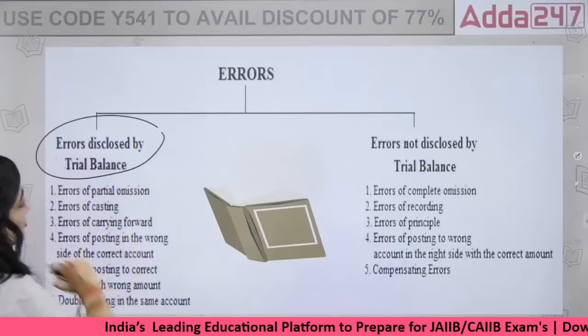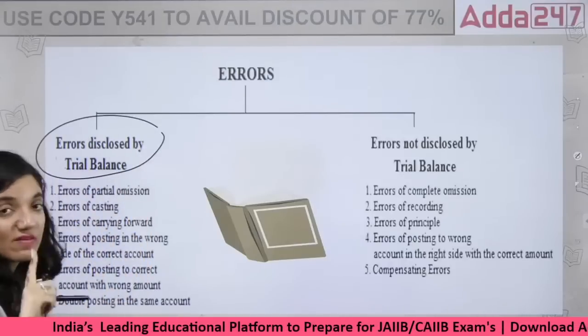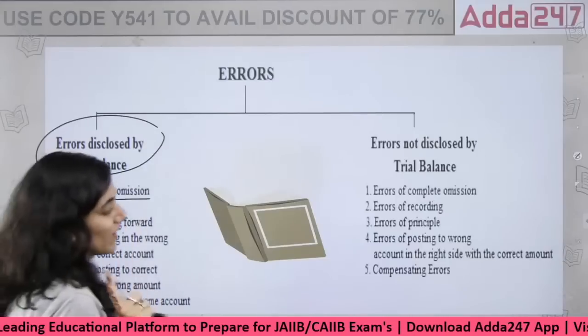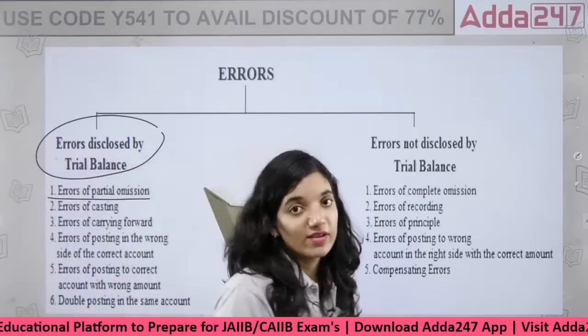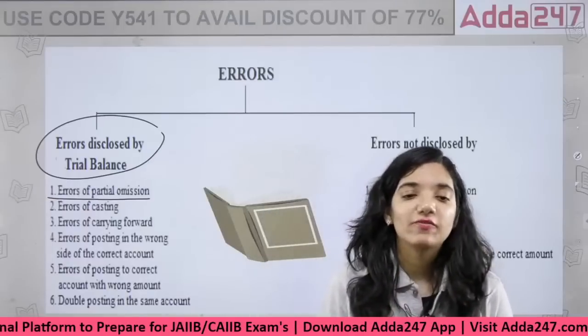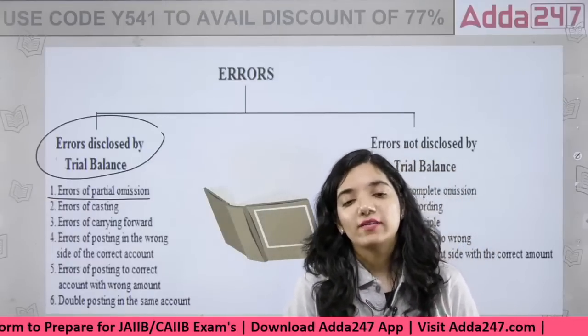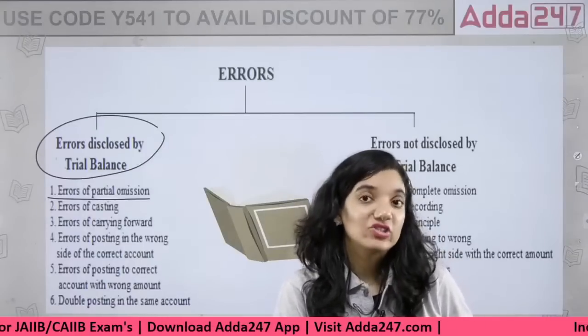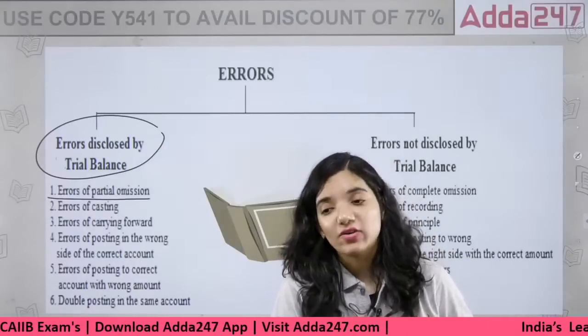In terms of errors which can be disclosed, that means the trial balance is not matching. That will include errors of partial omission. We forgot about noting down the thing, but not completely. We just forgot to note half of it. The entire portion is definitely not unrecorded, but half of it is not recorded and half is recorded, right?